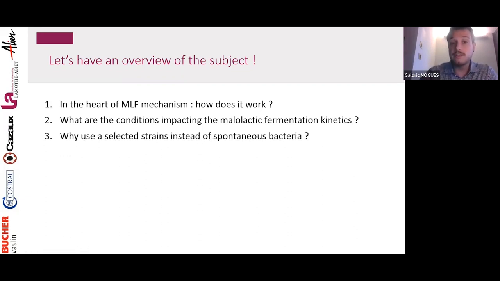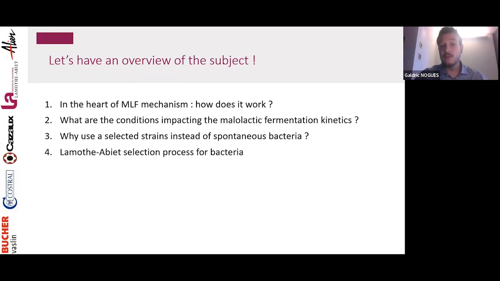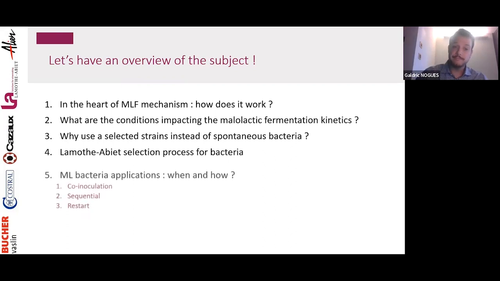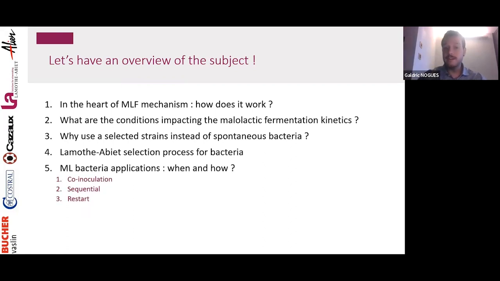Then, why do we use a selected strain instead of a spontaneous bacteria? We will have a look in terms of quality, and in terms of purpose of the use, what we have in terms of bacteria. And finally, the Lallemand selection process for bacteria. When we talk about a selected strain, what do we mean when we say selected? What is behind the process of selecting a bacteria? And to conclude, when and how to add MaloLactic bacteria, if it's co-inoculation, sequential, or restart of MaloLactic fermentation as well. So when and how, a few words about this last point.